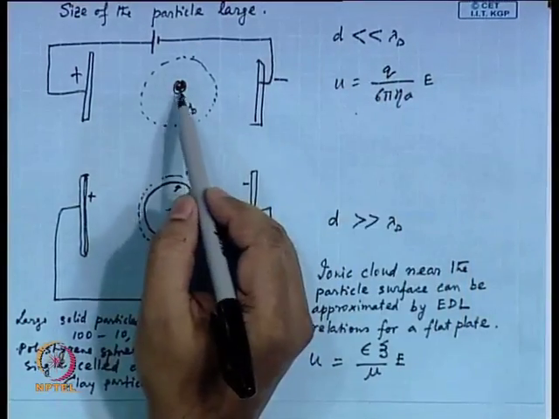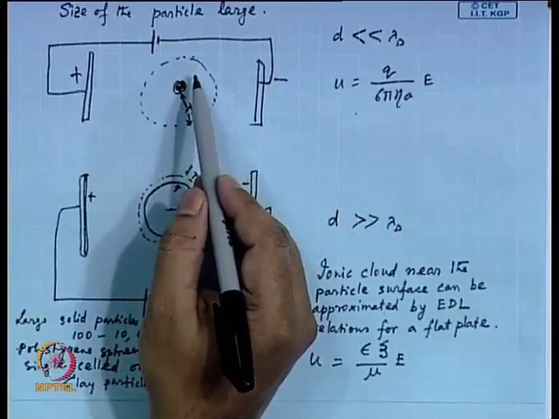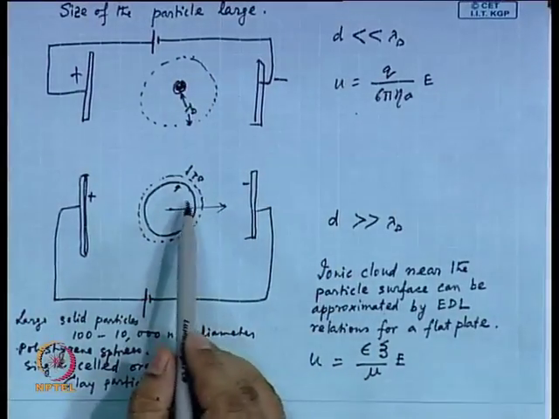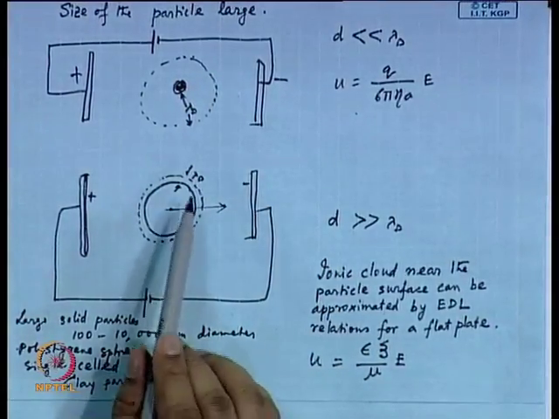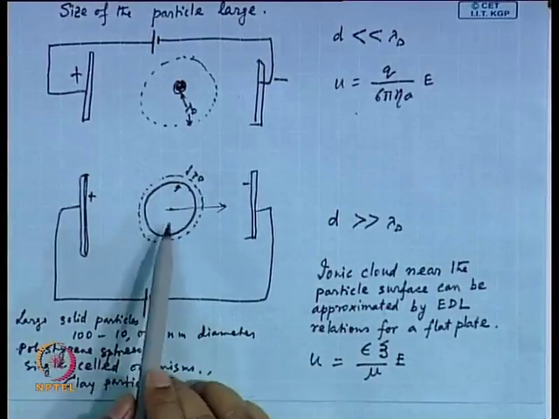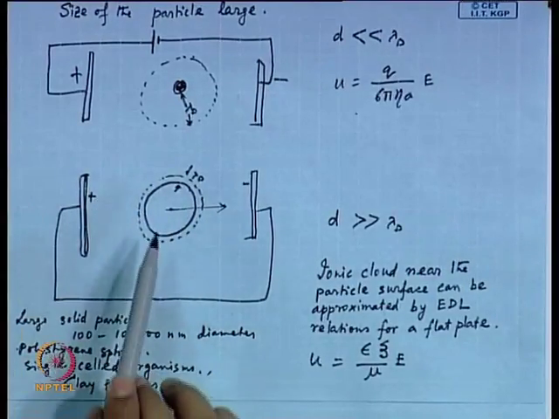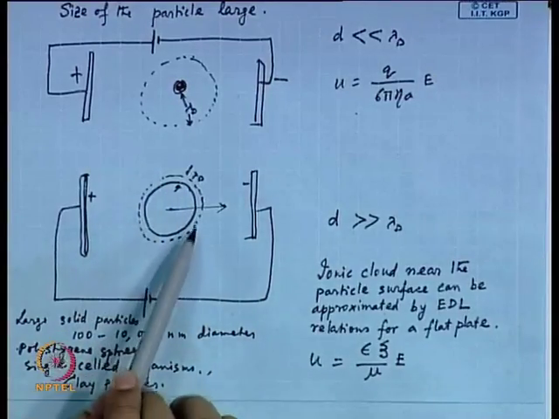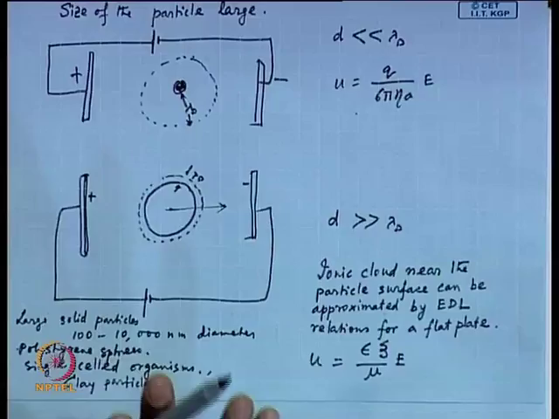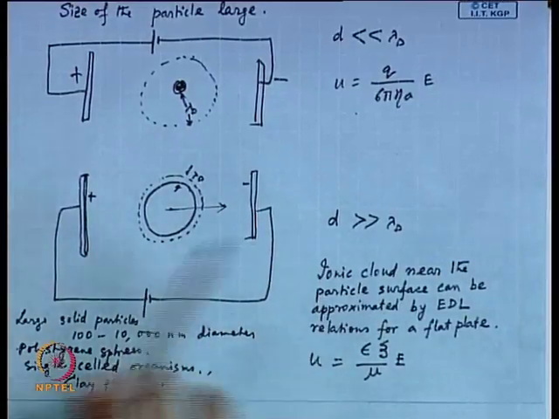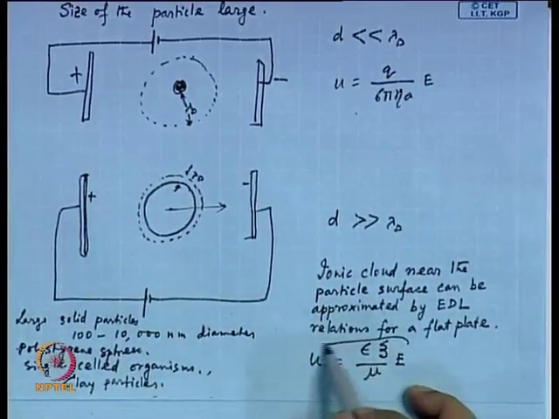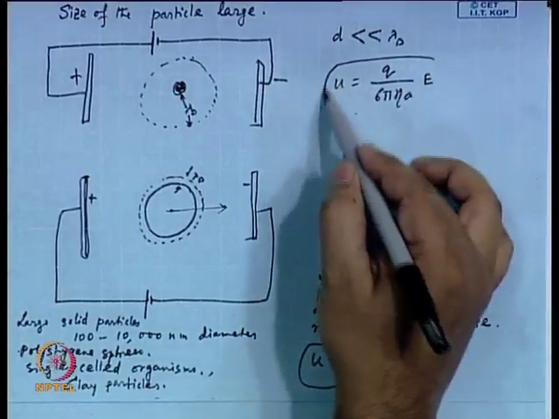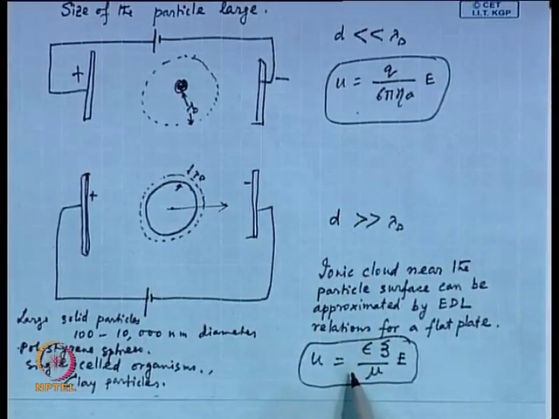That means the diameter of the particle is much smaller than the Debye length, whereas when the diameter of the particle is large compared to the Debye length, the ionic cloud near the particle surface can be approximated by the EDL relation for a flat plate, and the movement of this layer would be governing the velocity of the particle. So, these are the two equations we have now. Now, one thing you must note here is that in this expression we do not have any diameter of the particle involved, right.